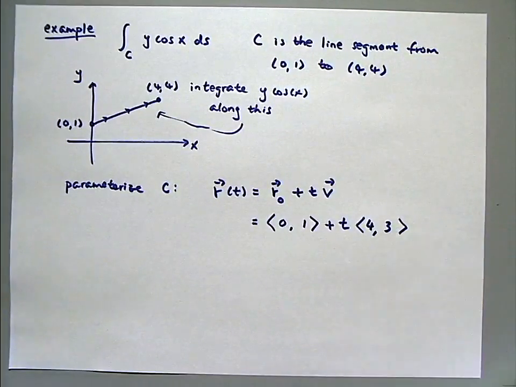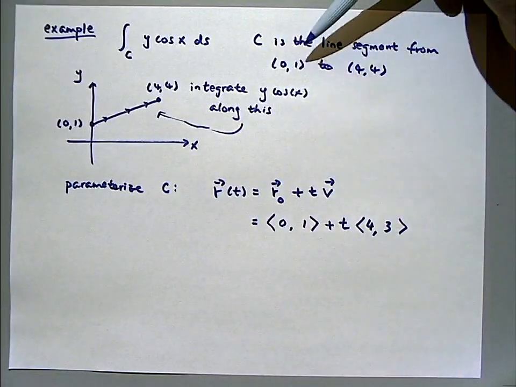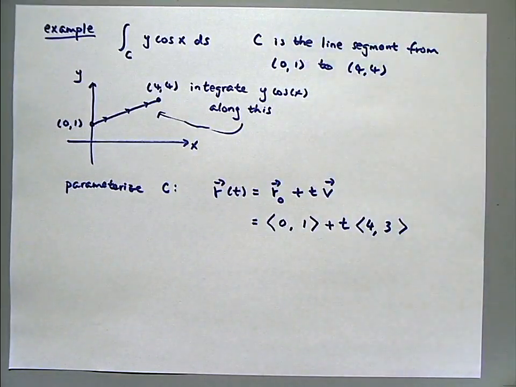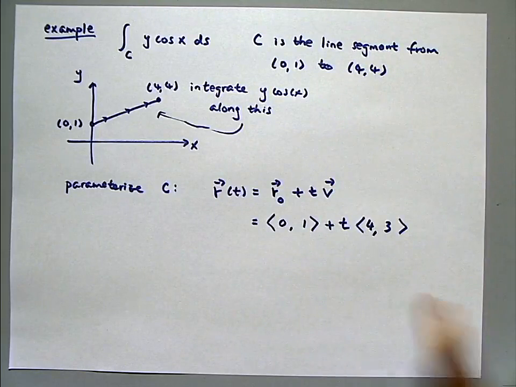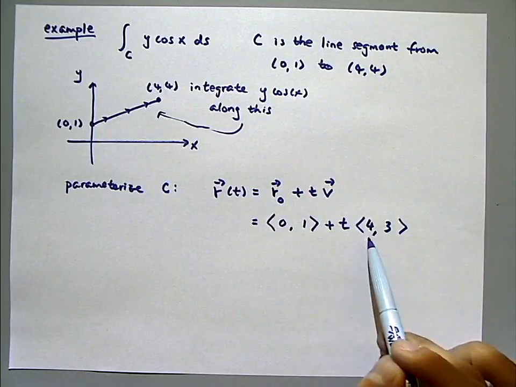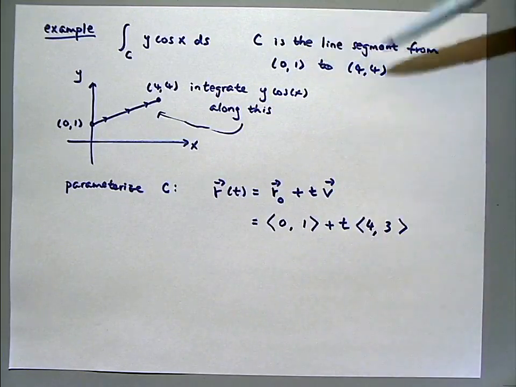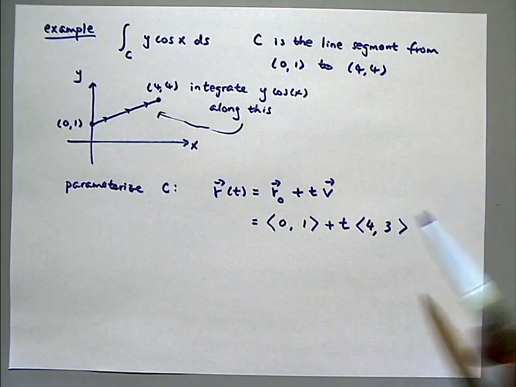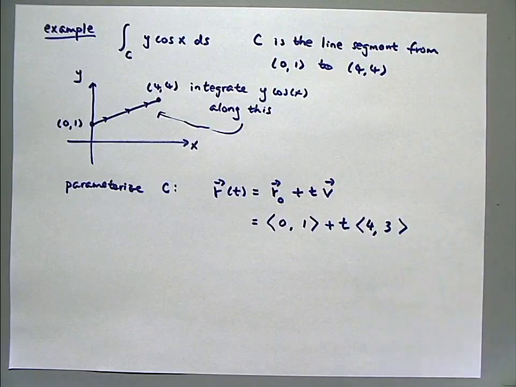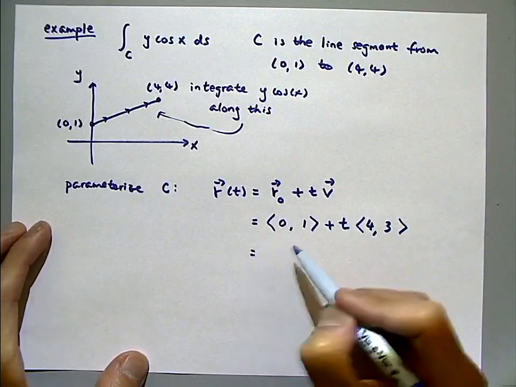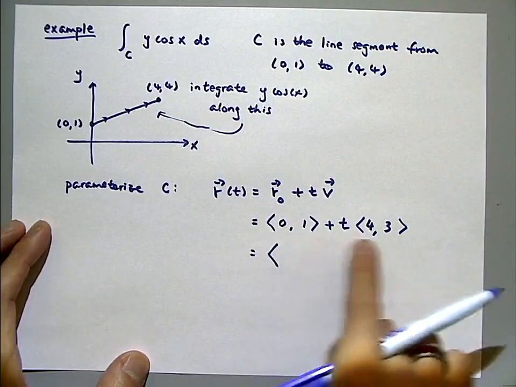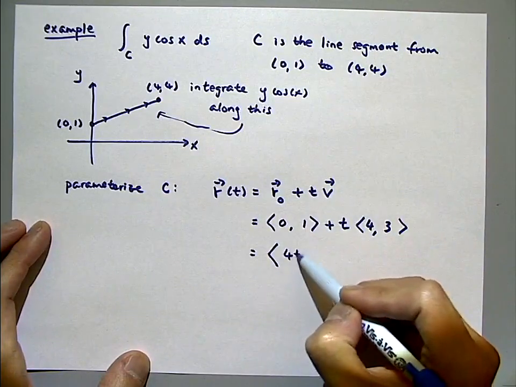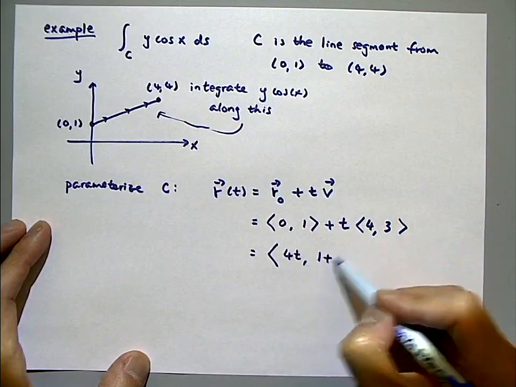So let's think of it this way. If you're standing at (0, 1), how do you get to (4, 4)? How much ground do you have to cover to get to 4 for x? You've got to move 4 units to the right. Therefore, this number here. If you've got 1 already, you want to go to 4, you need to make up 3 as your deficit. So that would be your v vector here. Let's rewrite this in a more compact form. This is simply (4t, 1 plus 3t).